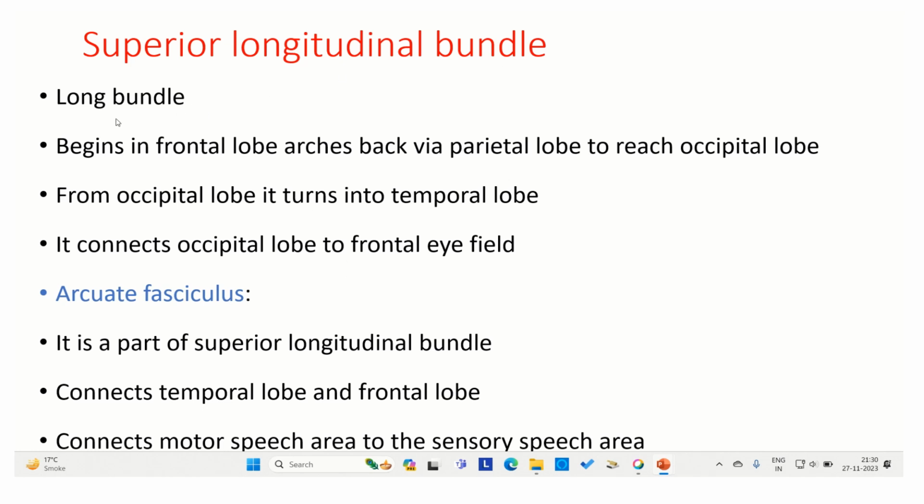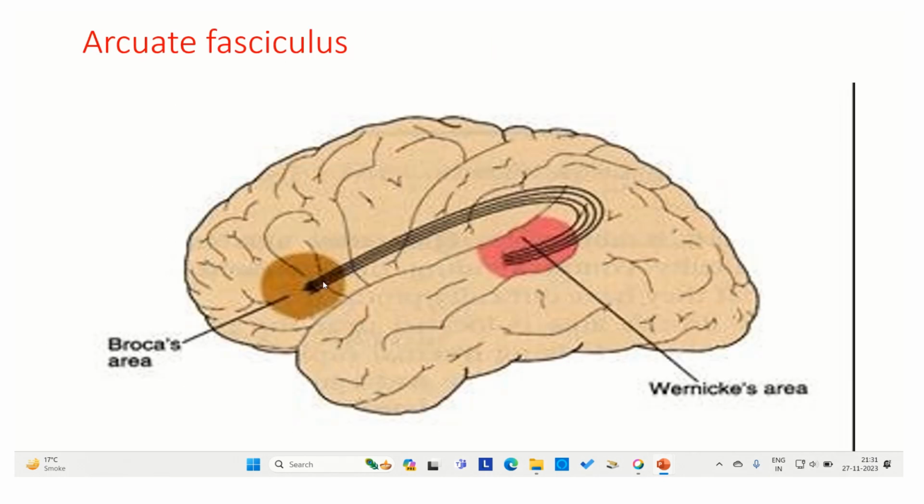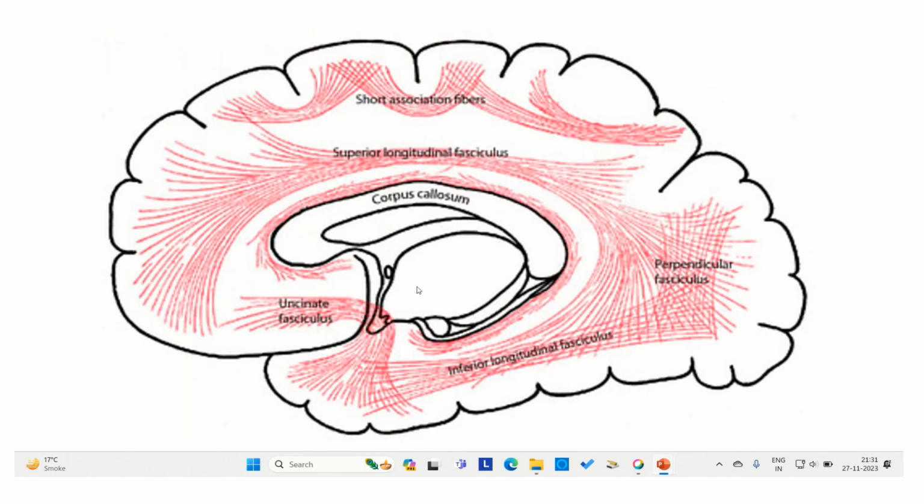Superior longitudinal bundle is a long bundle that begins in the frontal lobe, arches back via the parietal lobe to reach the occipital lobe. From the occipital lobe it turns to the temporal lobe. It connects the occipital lobe to the frontal eye field. A part of the superior longitudinal bundle is the arcuate fasciculus. It connects the temporal lobe and frontal lobe. So mainly it connects the motor speech area to the sensory speech area. You can see this is the arcuate fasciculus. And here this is the superior longitudinal bundle.